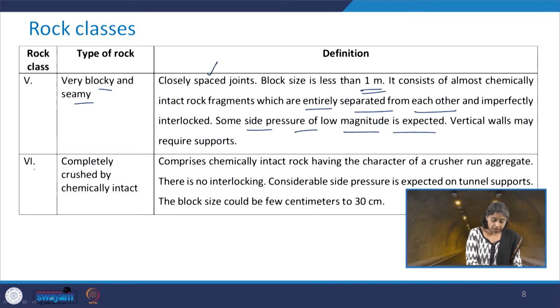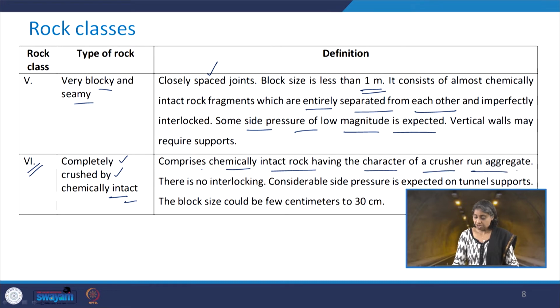support system. Coming to the sixth type of rock class, which is having the completely crushed type of rock, but these are chemically intact. So here these comprise chemically intact rock having the character of a crusher run aggregate. There is no interlocking, and considerable side pressure is expected on the tunnel support, and in this case the block size could be few centimeters to 30 centimeters.